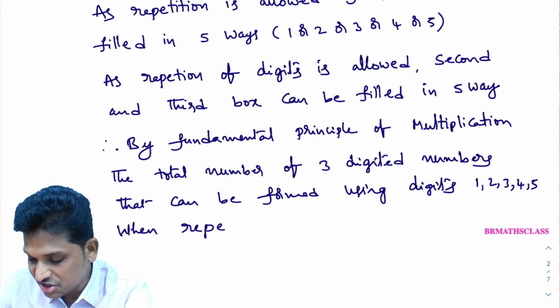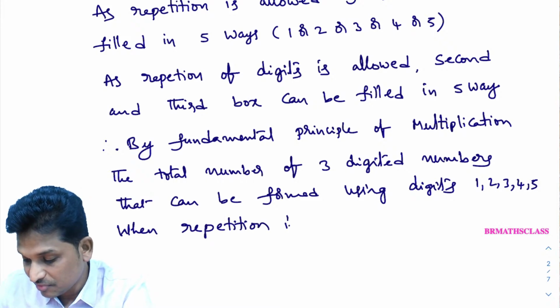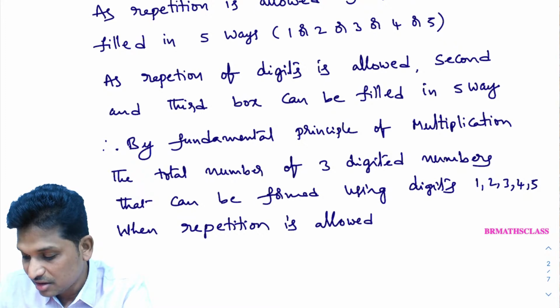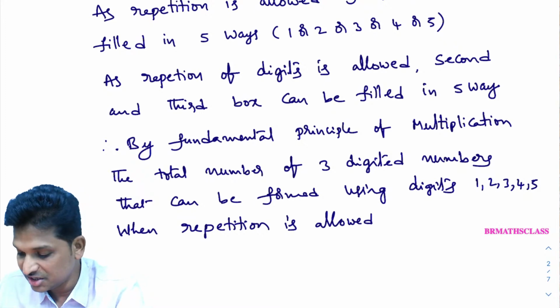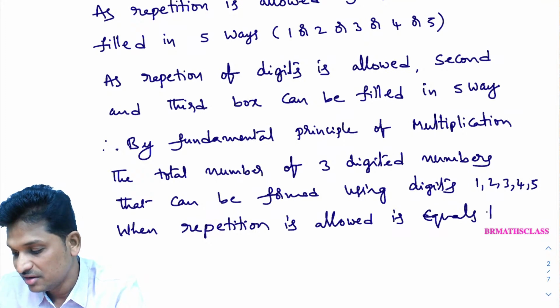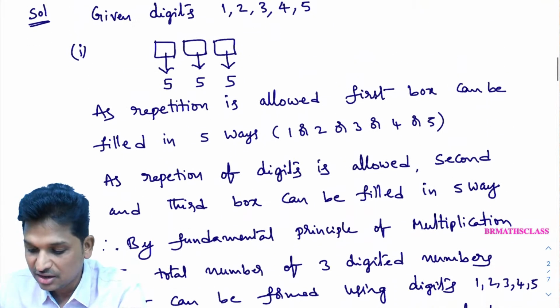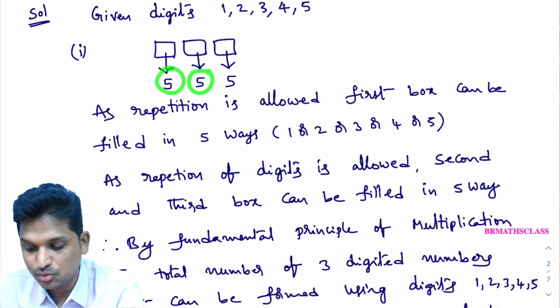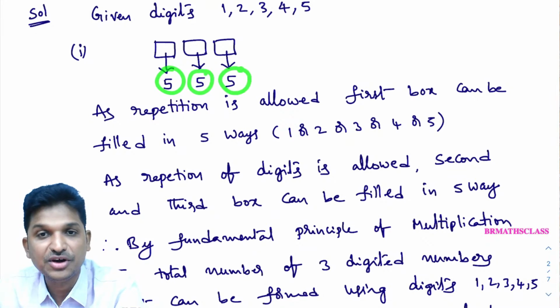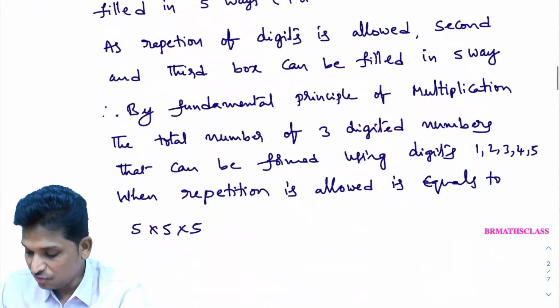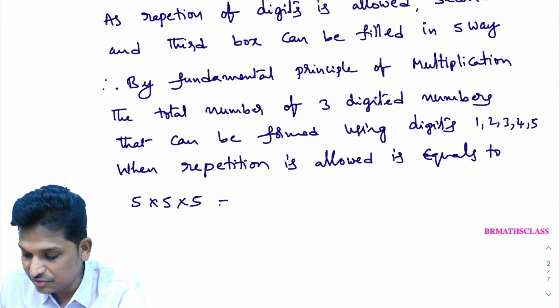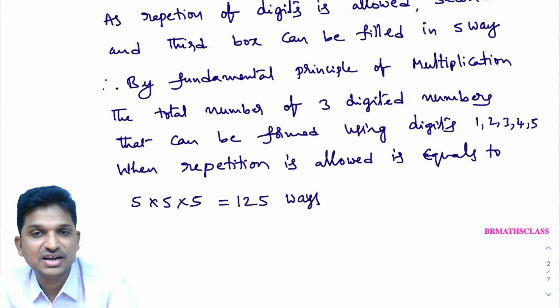When repetition is allowed, what is it? By the fundamental principle of multiplication, repetition allowed is equal to 5 into 5 into 5. You see here, the first work can be done in 5 ways, the second work can be done in 5 ways, the third work can be done in 5 ways. By the fundamental principle of multiplication, the total work can be done in 5 into 5 into 5. So 5 into 5 into 5 is what? That is 125 ways. I hope you are understanding.